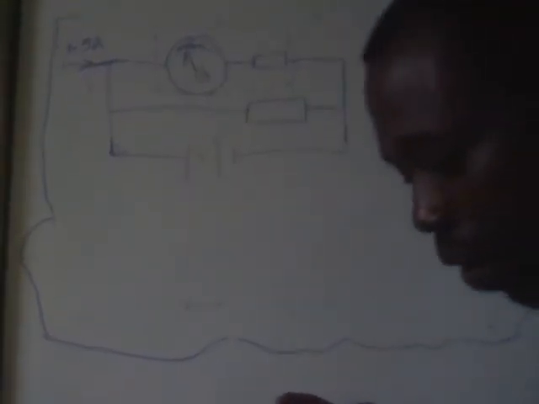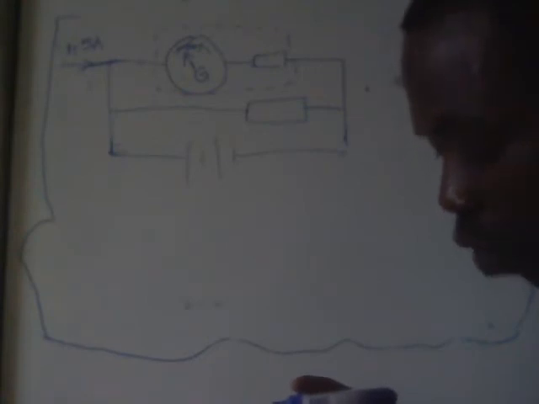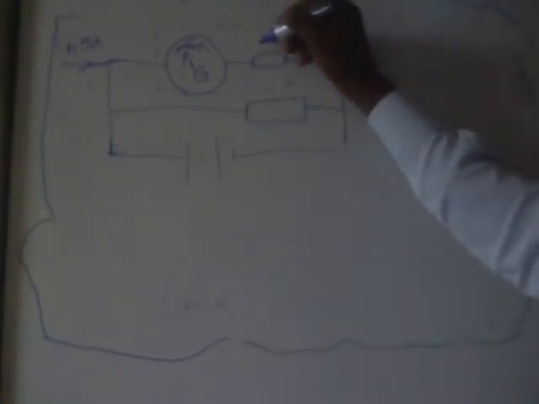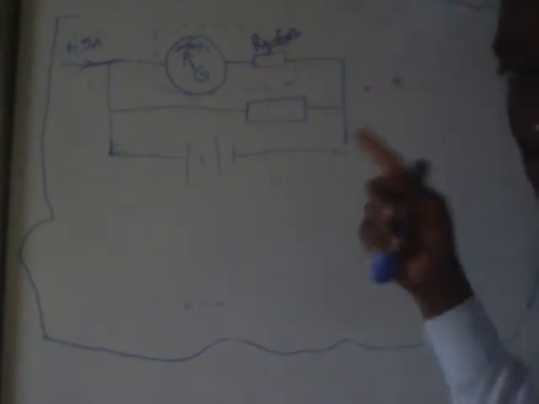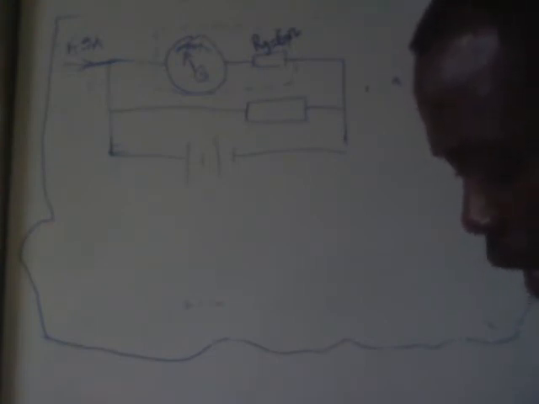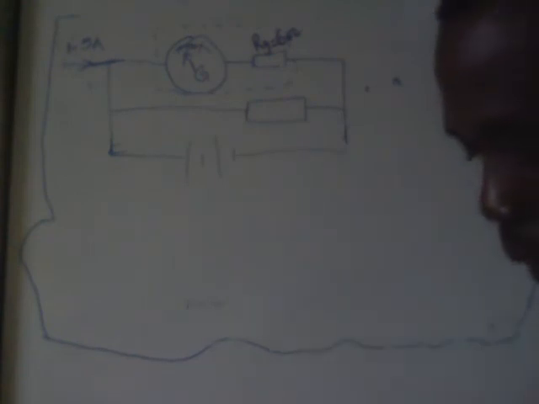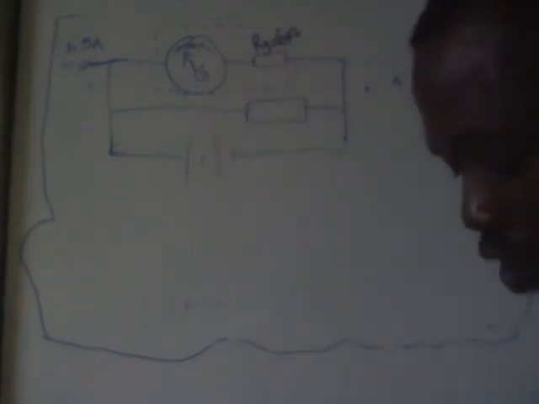A galvanometer of resistance 6 ohms. The resistance of the galvanometer is 6 ohms. I'm using capital R, subscript small g, as the resistance of the galvanometer. A galvanometer of resistance 6 ohms gives a full-scale deflection when a current of 20 milliamperes passes. That's the maximum current that the galvanometer can measure.